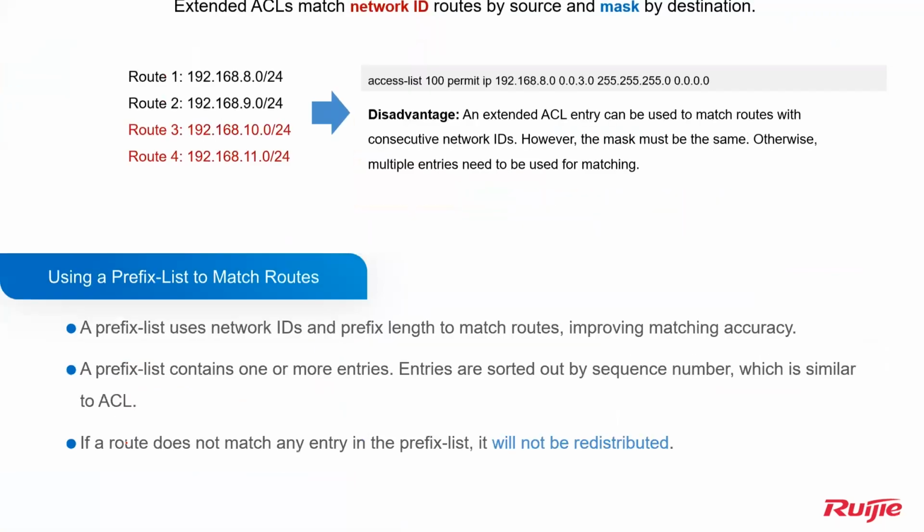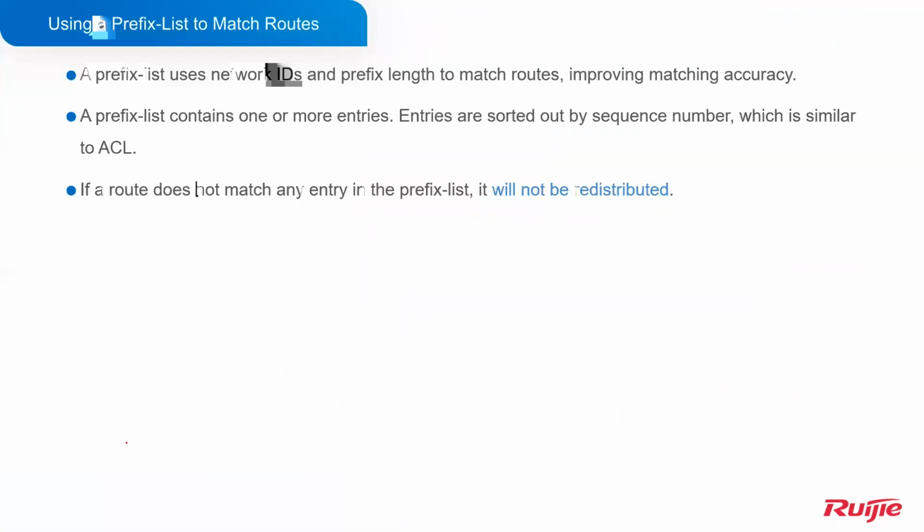Okay, this is about the ACL. Next is the prefix list. Firstly, let's introduce this tool. A prefix list uses network IDs and prefix lengths to match routes, improving matching accuracy. So by using a prefix list, we can control the network ID and the prefix length at the same time. A prefix list contains one or more entries. Entries are sorted by sequence number, which is similar to ACL. And if a route does not match any entry in the prefix list, it will not be redistributed.